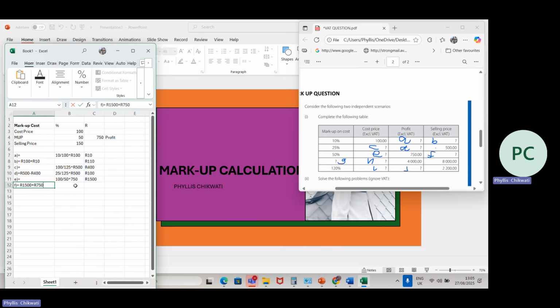So therefore, if my cost price is 1,500 and my profit is 750, so it means my selling price should just add the two. Or alternatively, you can say your 150 divided by 50 multiplied by 750. That should give you exactly the same answer. Just to see how much does it give us. That's 2,250. 2,250 is your selling price.